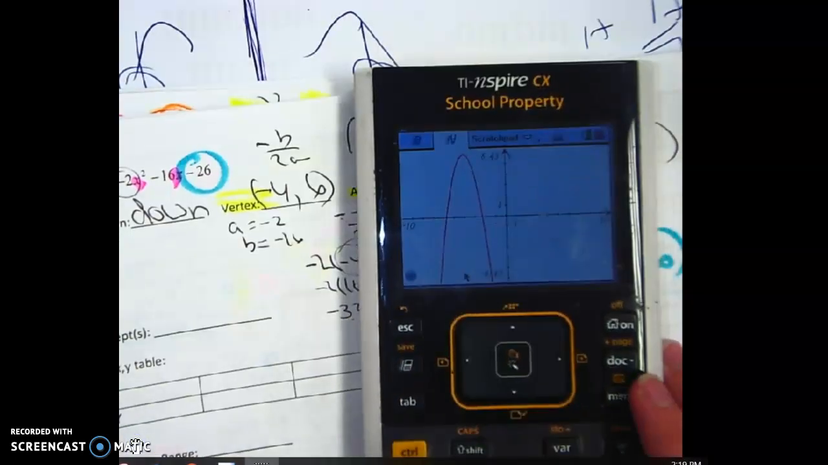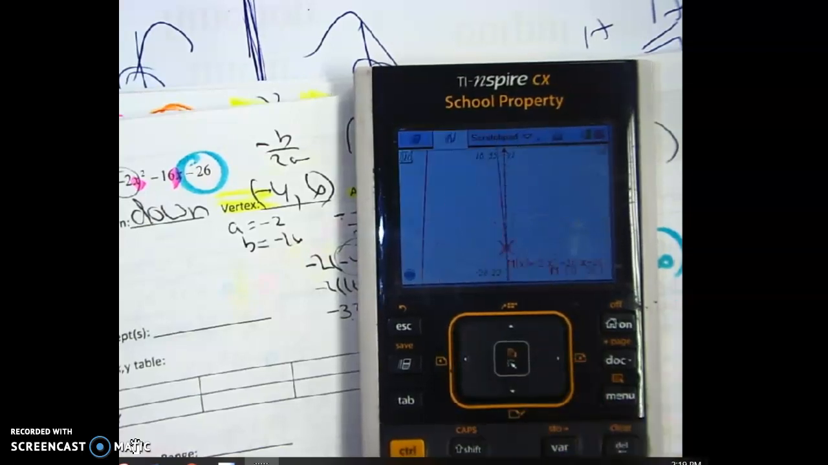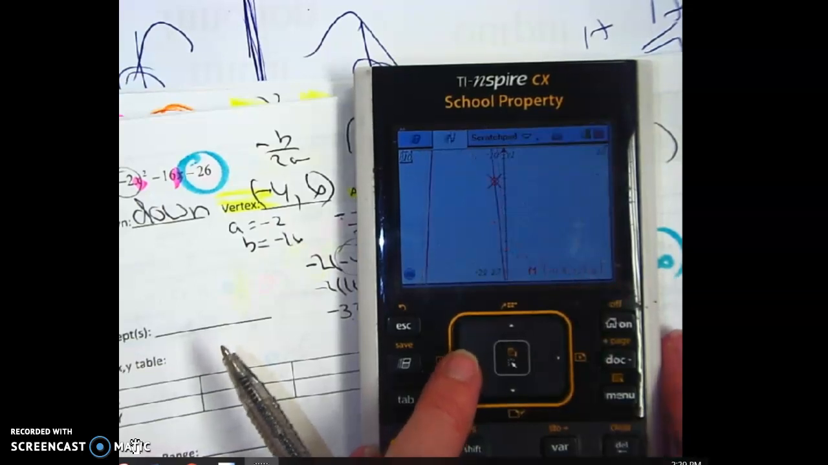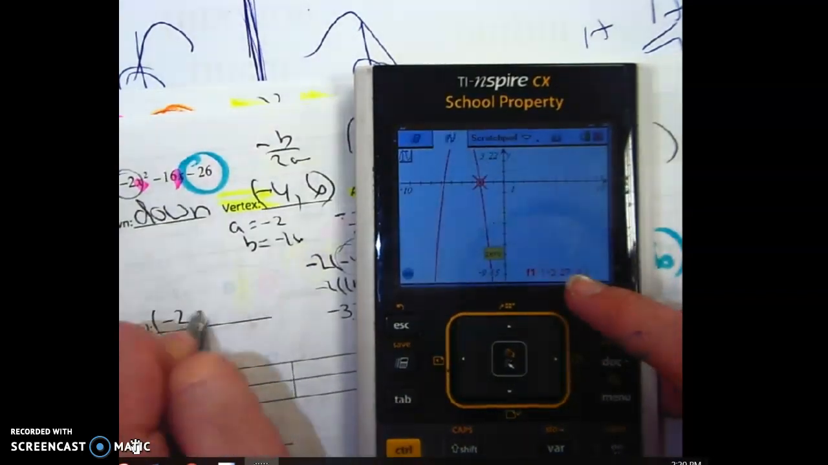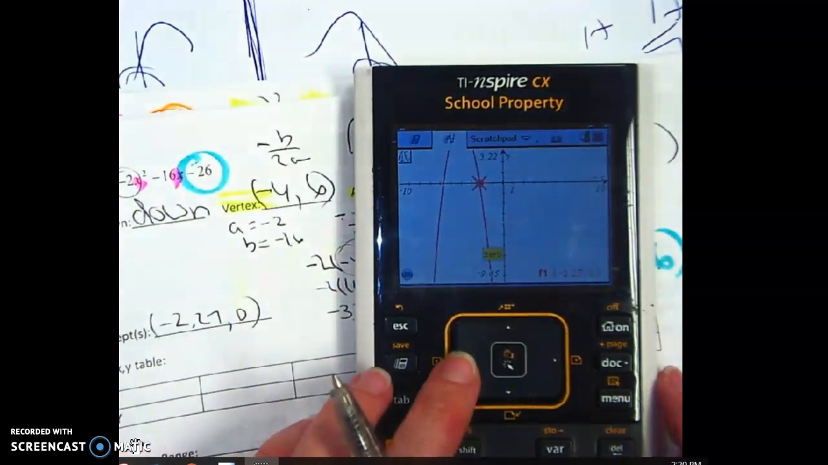Okay, so I remembered how to trace it. Menu, trace, graph trace. Yep, it got me the y-intercept, (0, -26), so I'm good on that. I haven't figured out the x-intercepts yet, so hopefully I'll get there soon. But it told me that one of them is -2.27, 0, so I might as well write that down since I'm there.